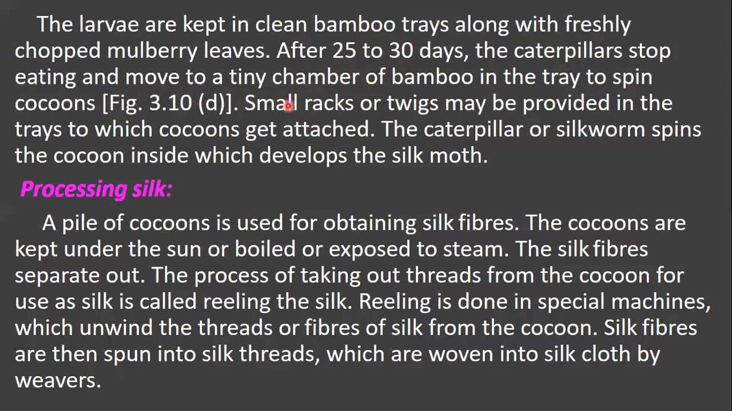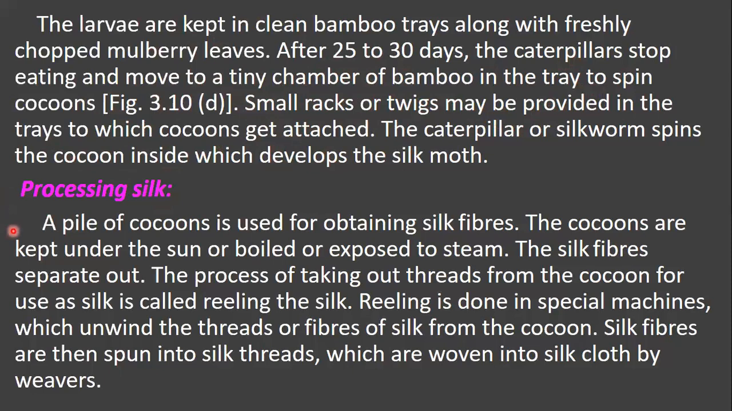And here the small racks or the twigs are provided in the trays to which the cocoons will get attached. The cocoons will get attached to the racks or the twigs here, and the caterpillar or the silkworm spins the cocoon inside which it develops the silk moth. This is all about from cocoon to silk.